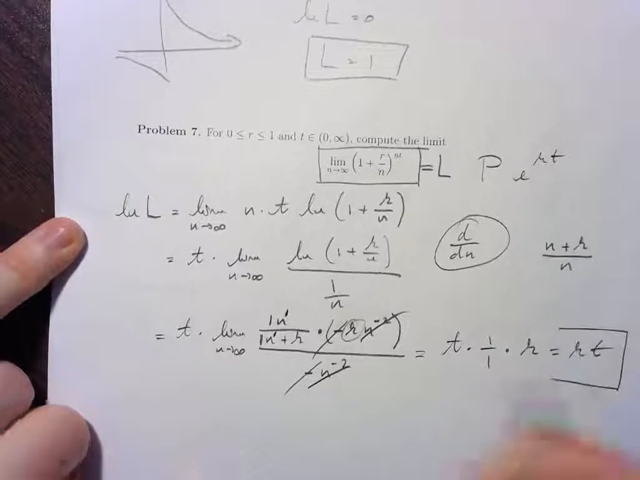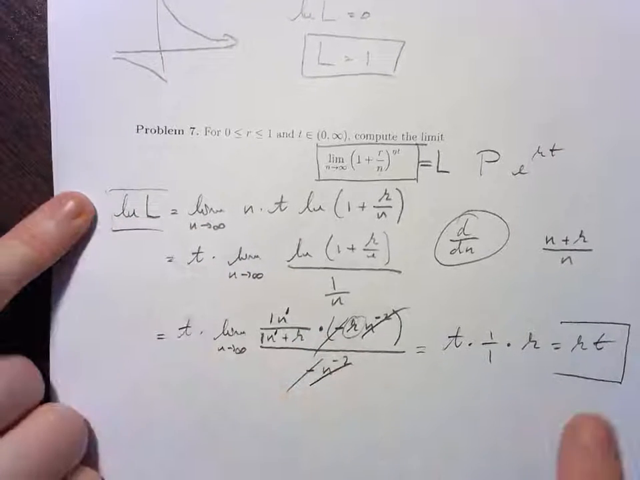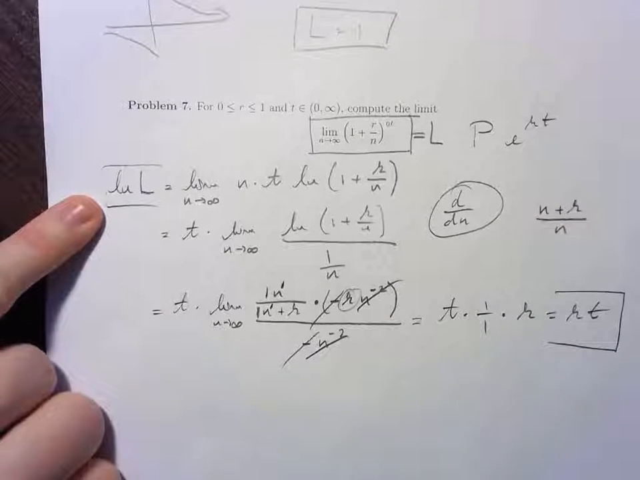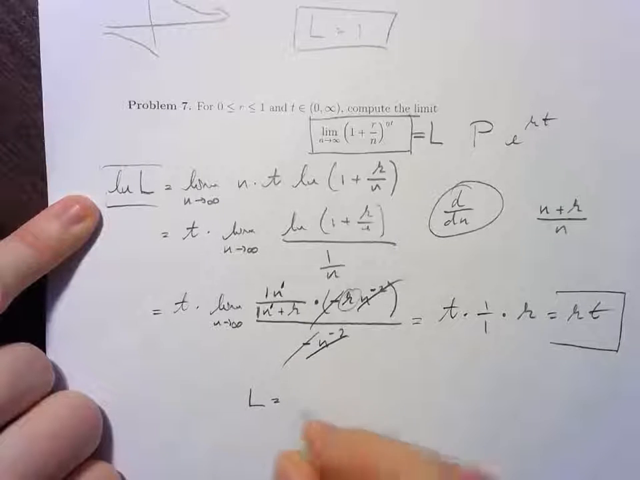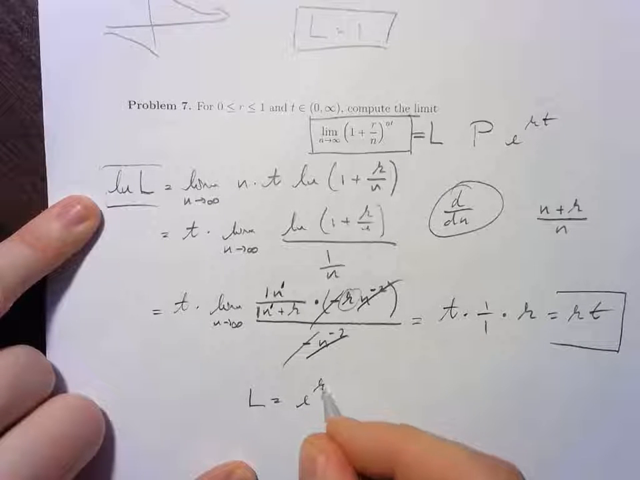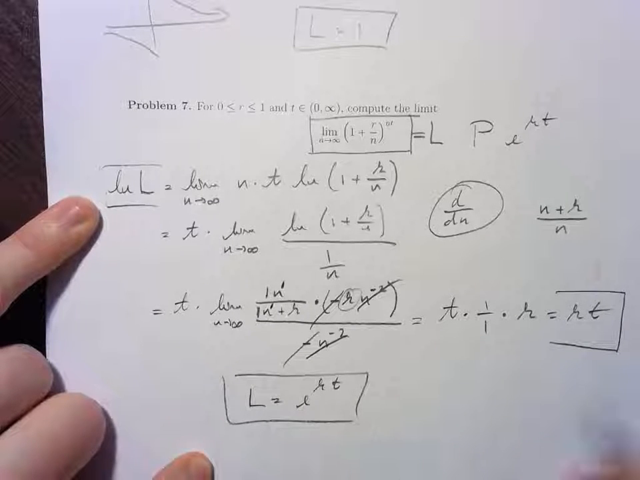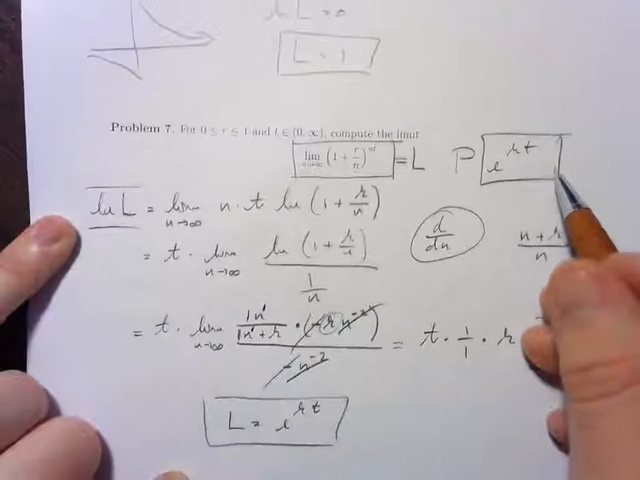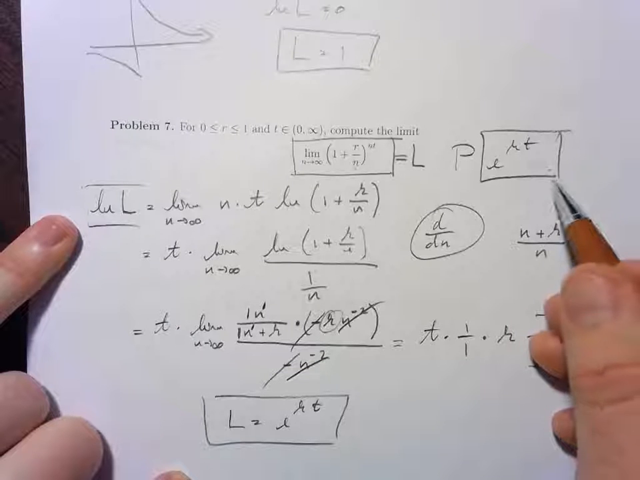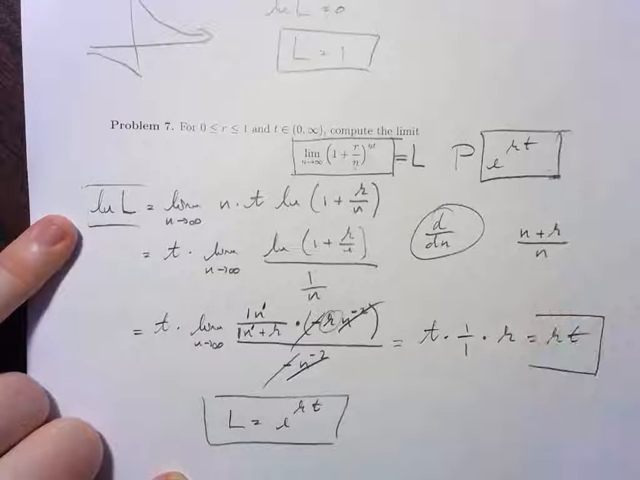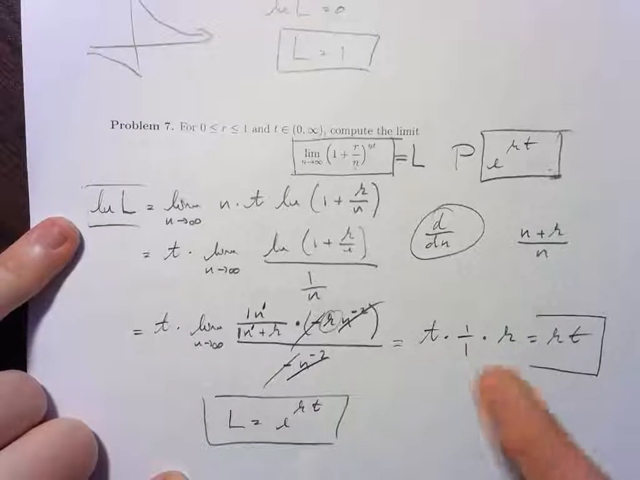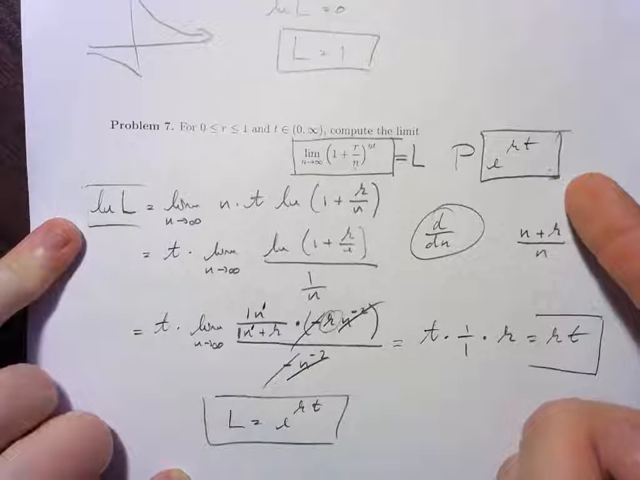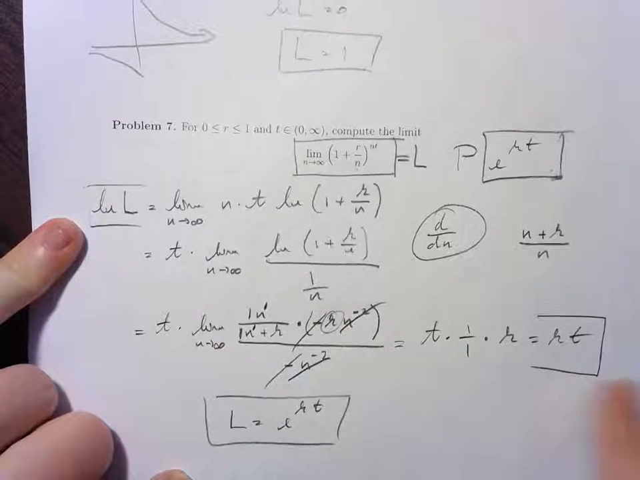So what do we find? We found that the natural log of our limit is rt, and if I want to find L, I raise e to both sides, so the limit L is e to the rt, and that is exactly what shows up in the continuous compound interest formula, right? That function e to the rt. So that's where that arises from. That is why this is the formula for compound interest. It comes from this limit.